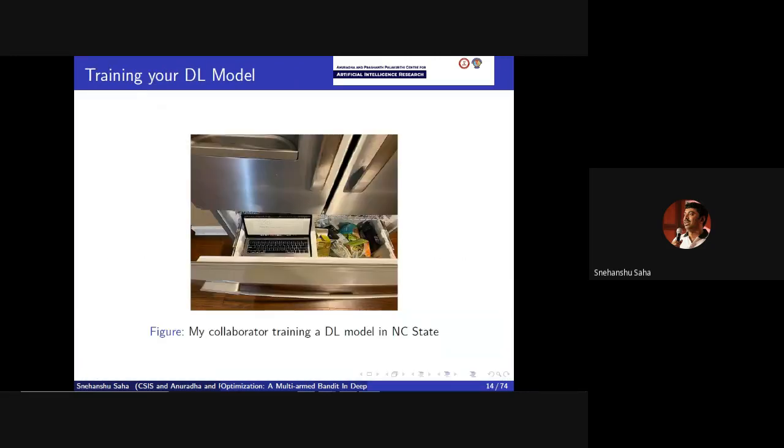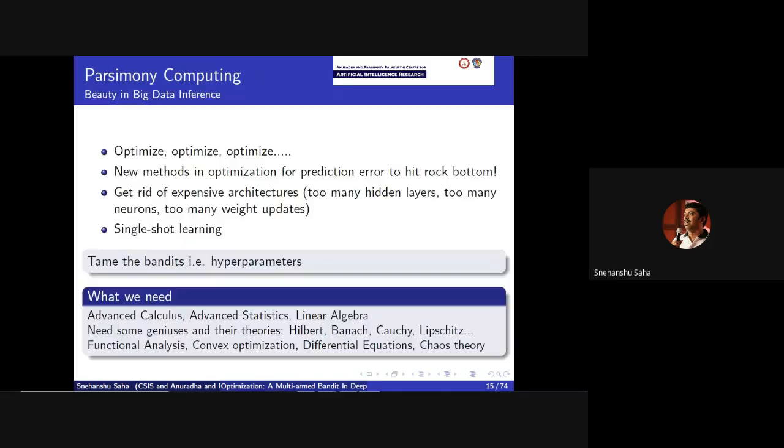And this is one of the things that, while training a neural network, the laptop got so heated up that a collaborator of mine had to put it in his refrigerator, right? Okay. Anyway, so the idea is optimize, optimize, optimize.